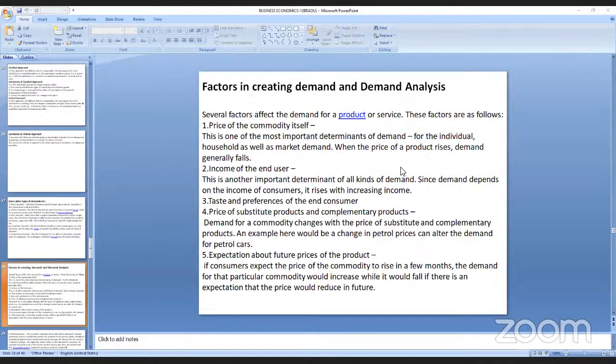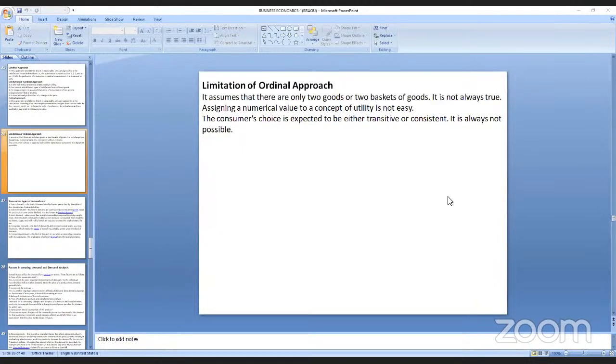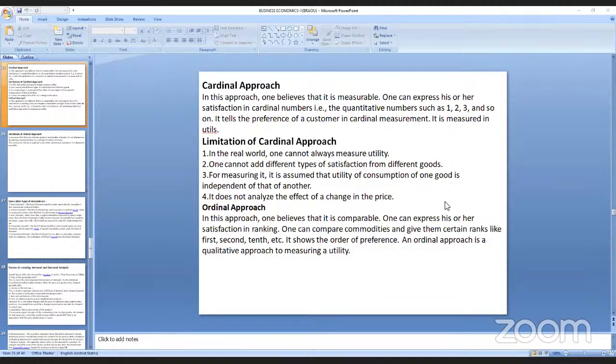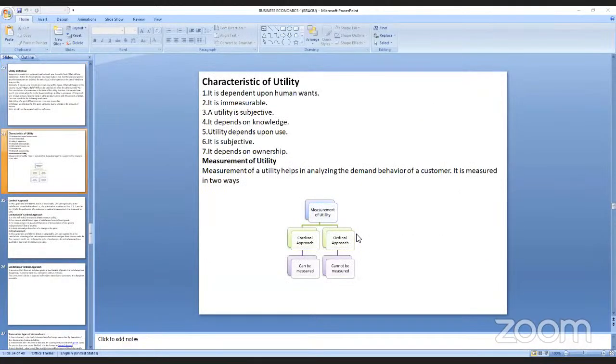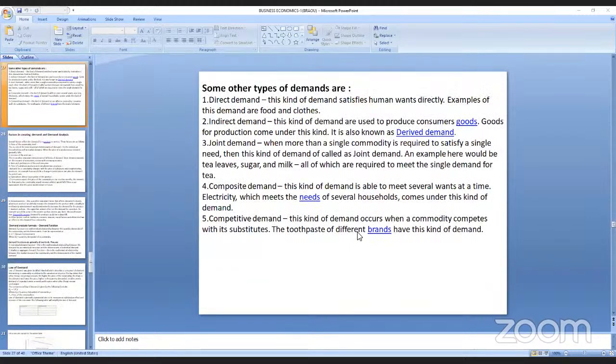This is completed. This one you finished? Yes, ma'am. So that is some other types of demand we see. This also complete. Ma'am, this one I have not completed, ma'am. Is it completed? You can chat in the box.